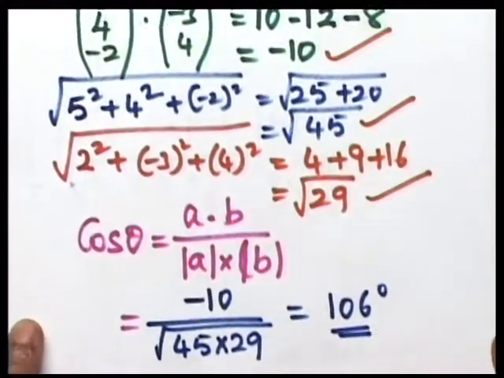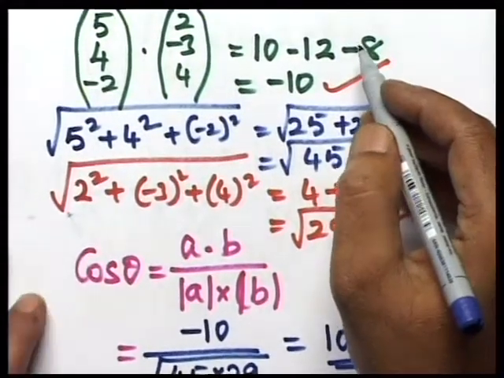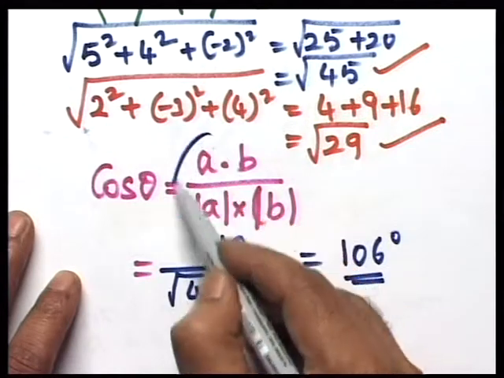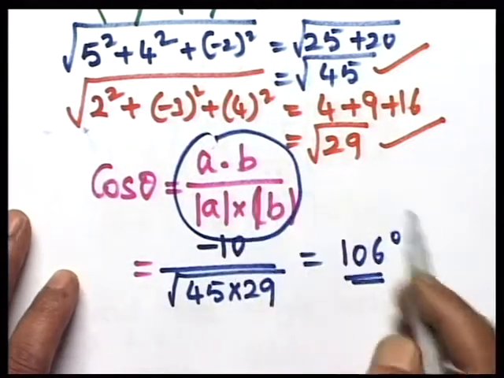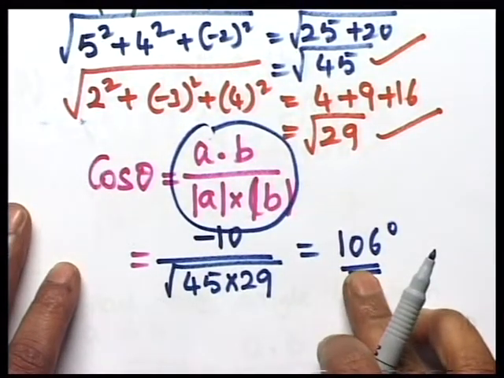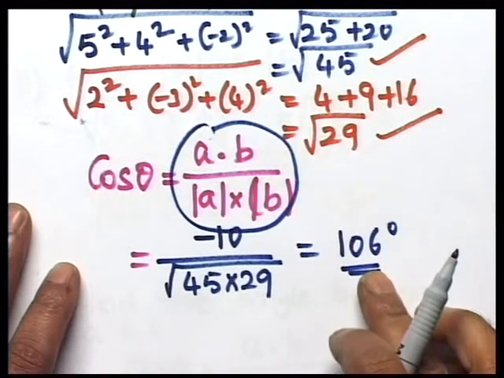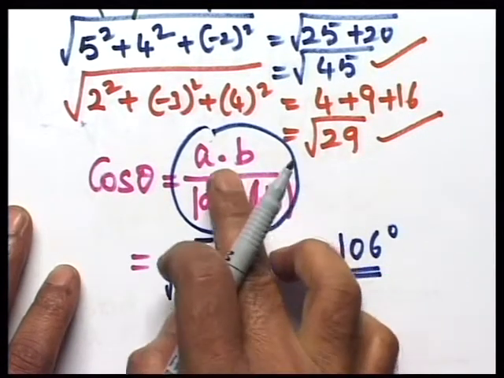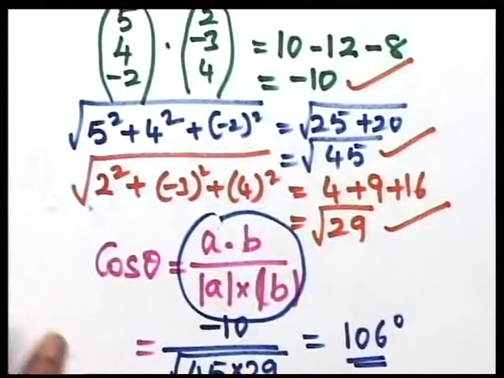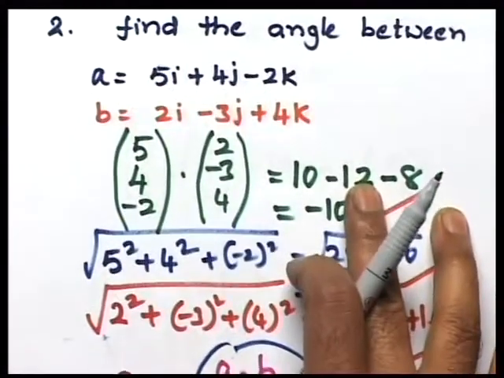The way to look at it is, if the answer here is negative, we are expecting an obtuse angle between the two vectors, okay? If it's a positive value, we have a lovely acute angle. So that's how you find the angle between two vectors, please. Next one.